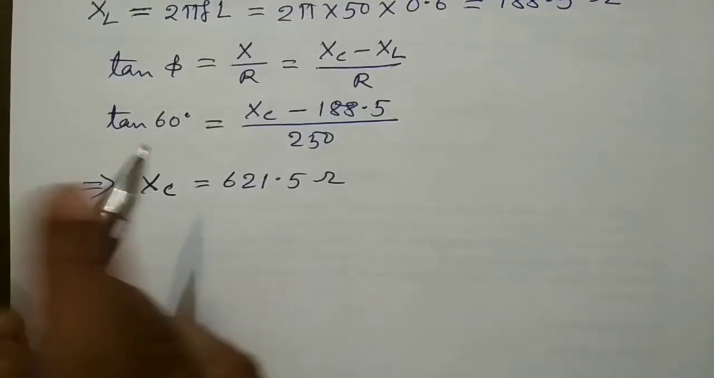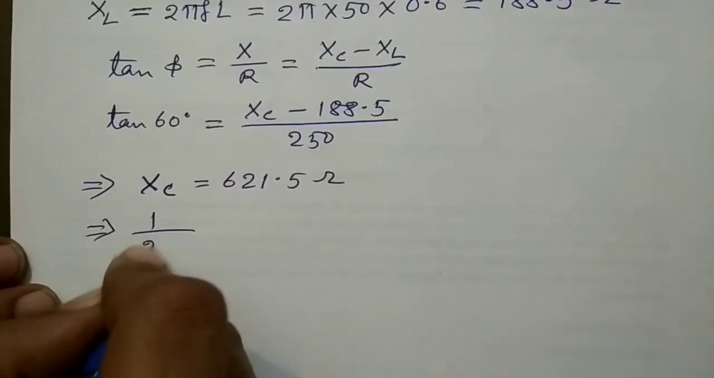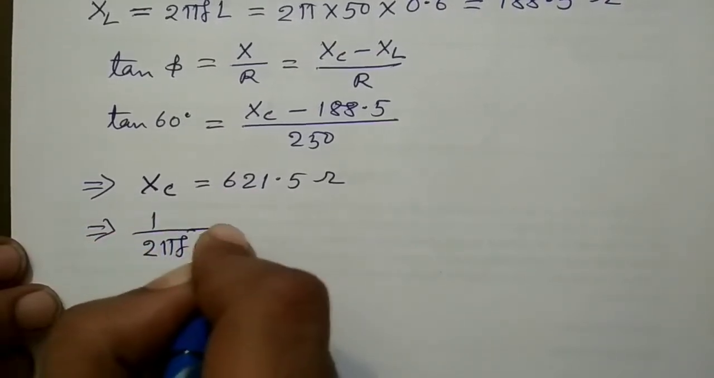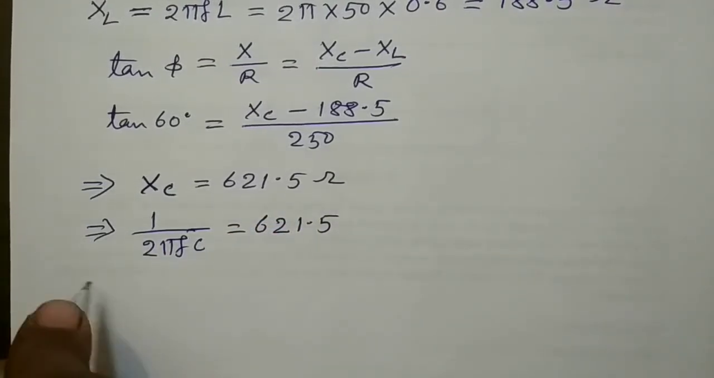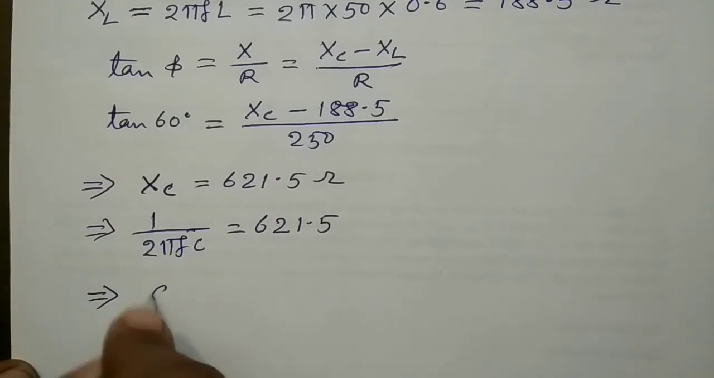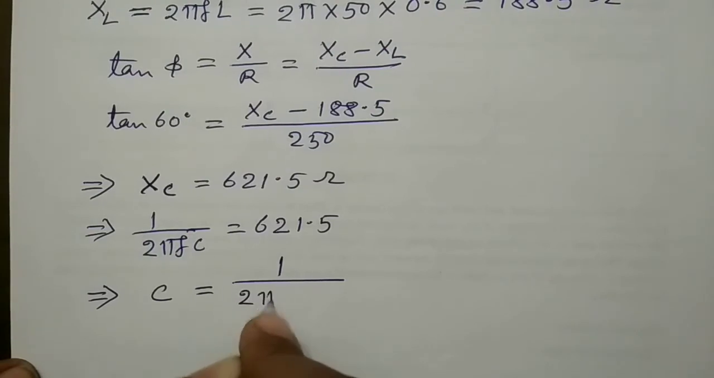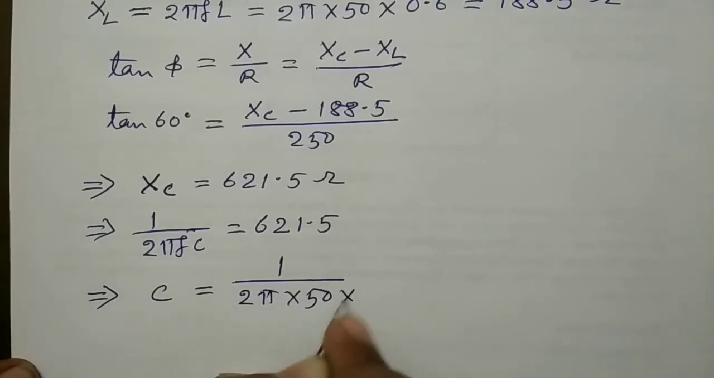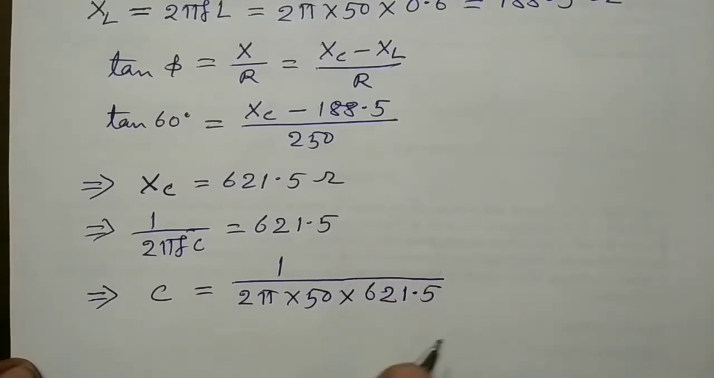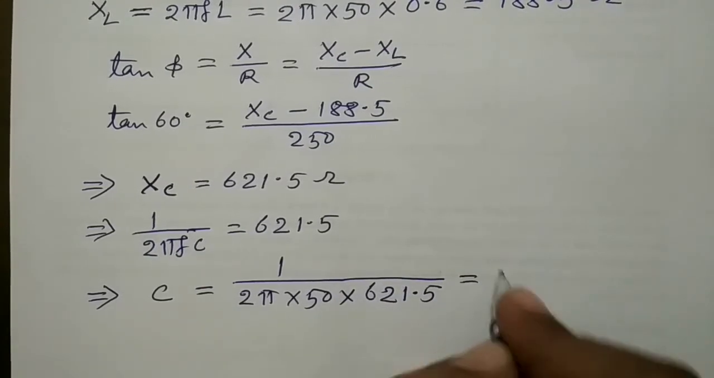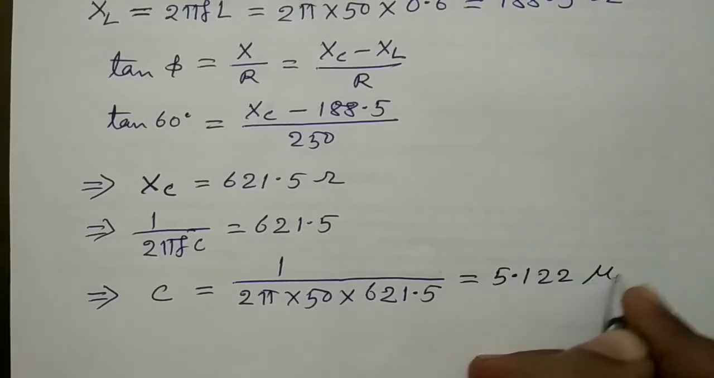And now XC is equal to 1 upon 2 pi FC, that is 621.5. So from this relation, we can find the value of C as 1 upon 2 pi into F into 621.5, and the value of C will be 5.122 microfarad.